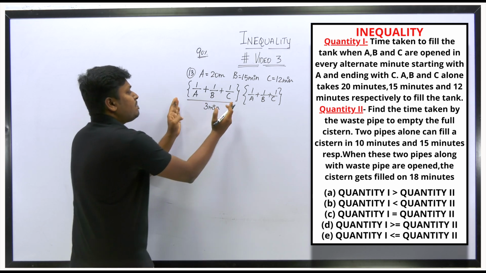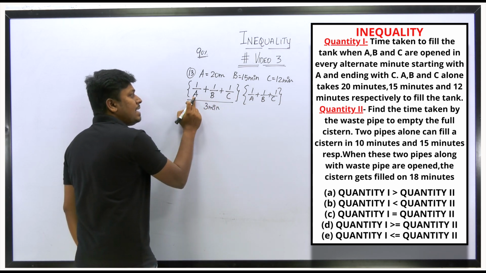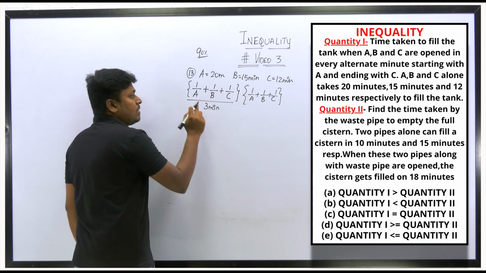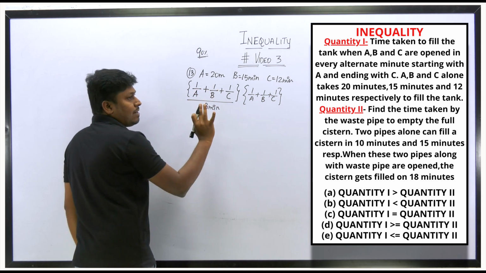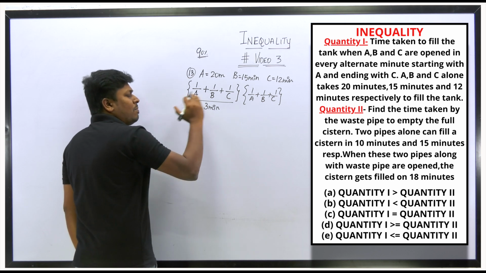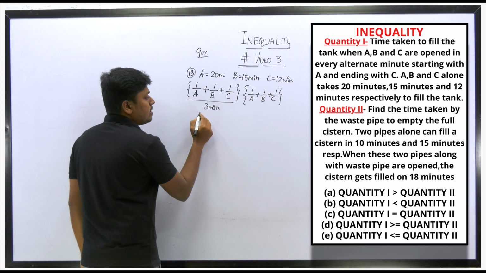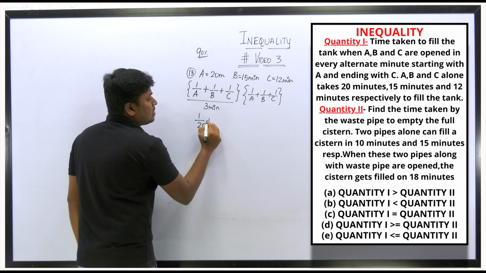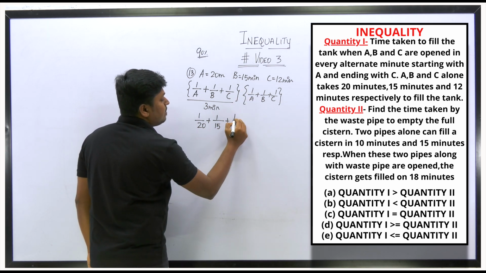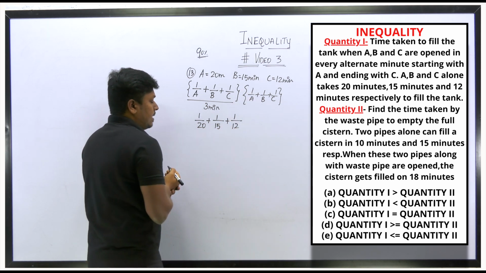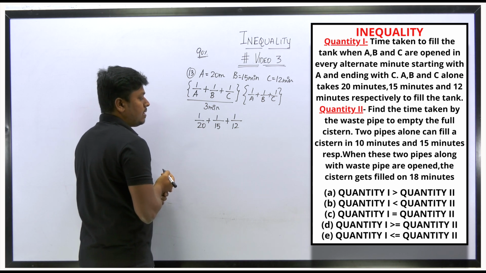So now we are picking only one cycle, that is tap A, tap B, tap C, because each tap is open for 1 minute. So we can say that the total time duration will be 3 minutes. First let me add this. In 3 minutes, how much part of the tank is getting filled, right? So 1 by A will be how much? 20 minutes. So 1 by 20, plus B will be 15 minutes, so 1 by 15, and C will be 12 minutes, right? I think we can take LCM of 20, 15, 12.